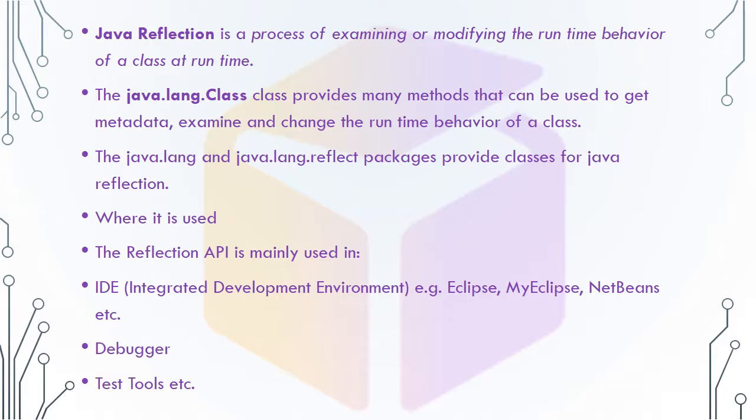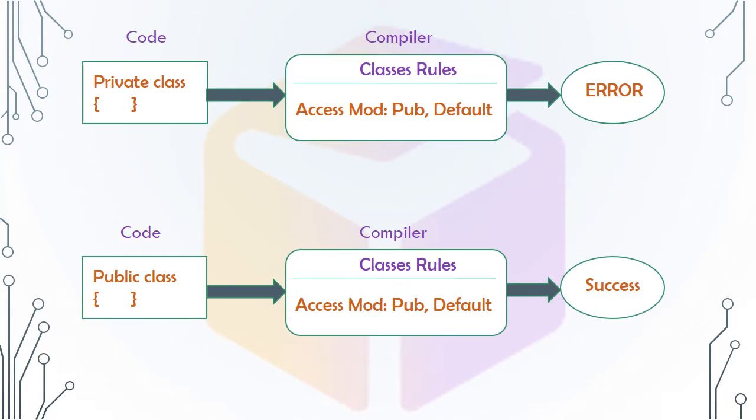So now we look at where this reflection API is used. Reflection API is mainly used in IDEs, Integrated Development Environments, such as Eclipse, MyEclipse, NetBeans, etc., and in debuggers and test tools.